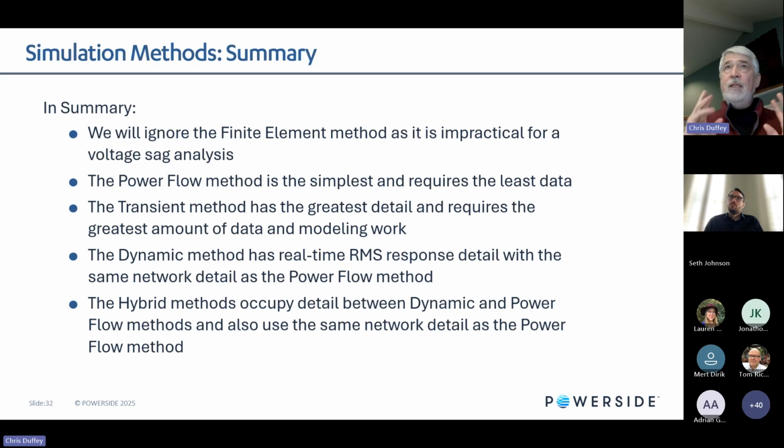The power flow method is the simplest, requires the least data. The transient method has the greatest detail, requires the greatest amount of data and modeling. The dynamic method has real-time RMS response with the same network detail as a power flow model. The hybrid methods occupy some space between dynamics, full dynamic simulation, and the power flow method, and also use the same network detail as the power flow method.